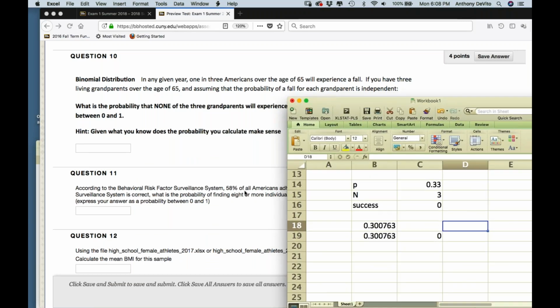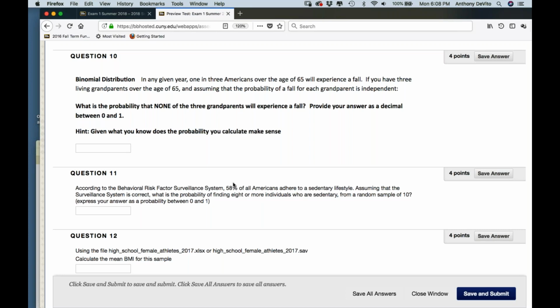Okay, so let's move on to the next one. According to the Behavioral Risk Factor Surveillance System, 58% of Americans have a sedentary lifestyle. Assuming that the surveillance system is correct, what is the probability of finding 8 or more individuals who are sedentary, in other words, one of those 58% of Americans, from a random sample of 10?